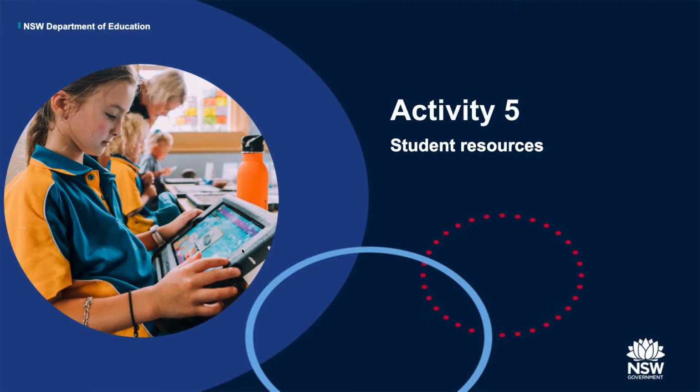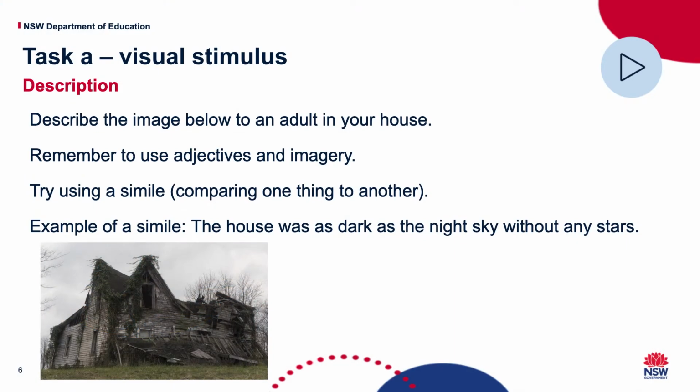Okay, activity 5, which is your English activities. So you need to describe the image below to an adult in your house, so this house one. Try to not have your parent look at it first, or whatever adult you're explaining it to. Try to explain it to them without them seeing it and see if they picture the same thing that you're describing. Use adjectives, which are describing words, and imagery, so those words that paint pictures.